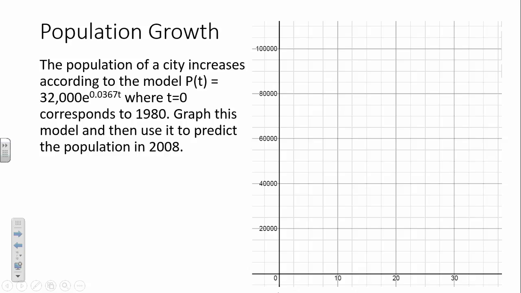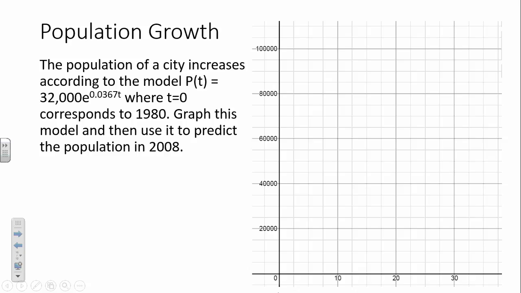So the population of a city increases according to the model, 32,000 e to the 0.0367 t, where t equals 0 stands for 1980. Okay. Graph this model and then use it to predict the population in 2008. Okay. So t is 0. Anytime you have a 0 power, that number is equal to 1. Okay. e to the 0 is 1.